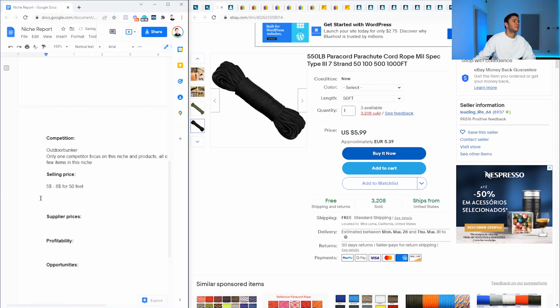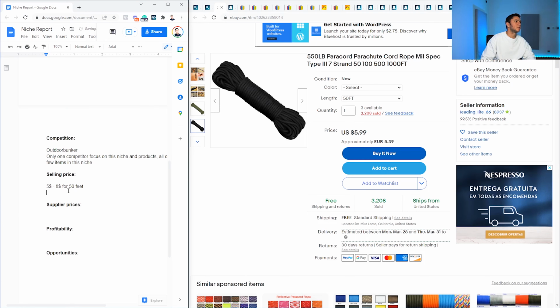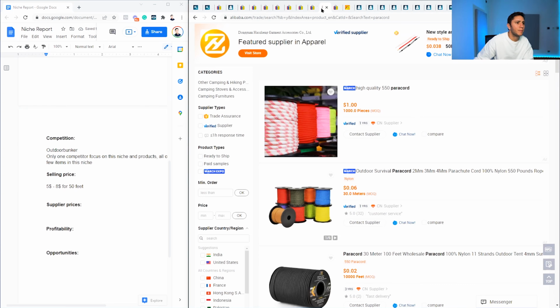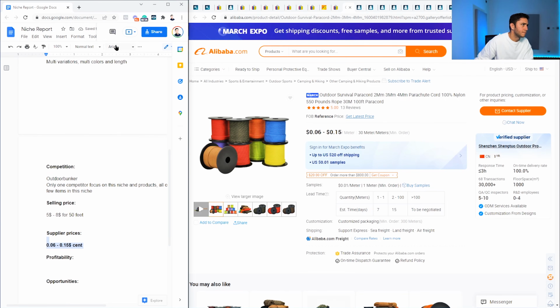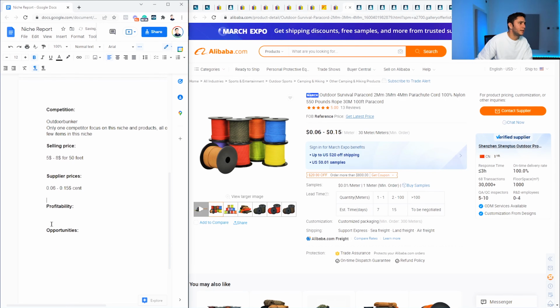You will also need to sum up the selling prices for the long ones, okay? I'm not going to do it because it's going to waste a lot of time from the video, but you will need to sum up the selling prices for the long ones. And then supplier prices, what we've seen on the supplier, between 0.06 to 0.15 cent, right? So this brings us to profitability of almost 8 to 10x.